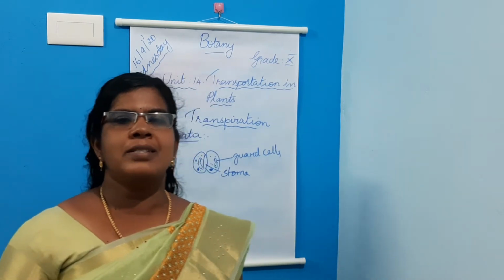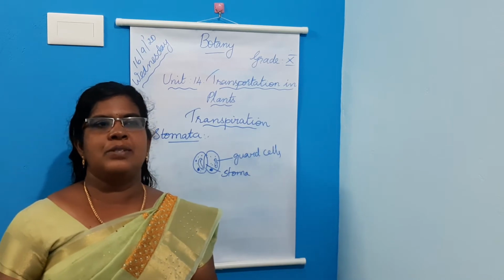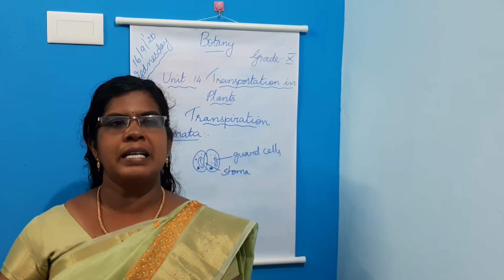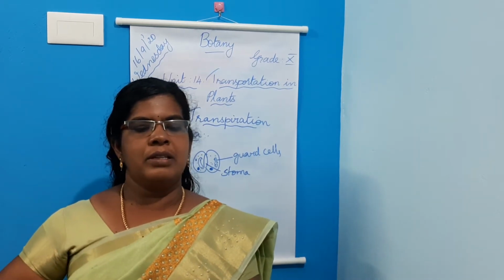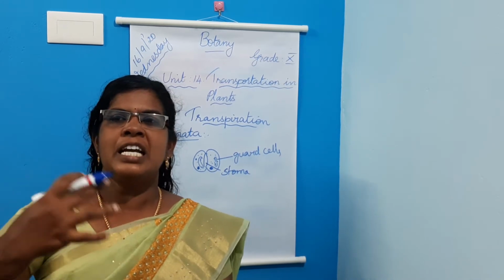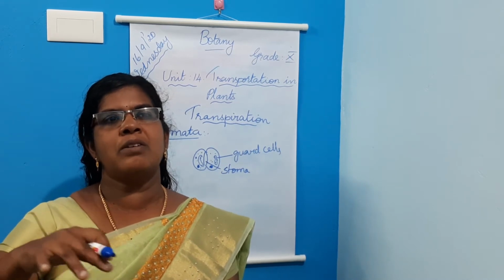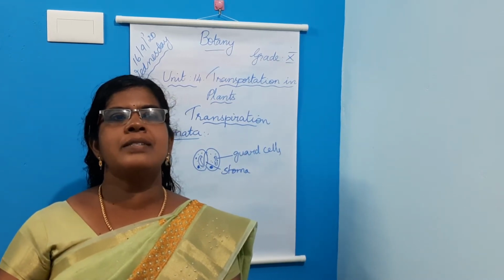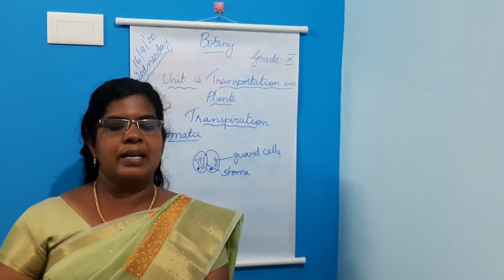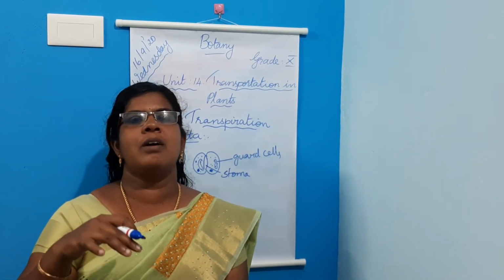You all know what is mesophyll, isn't it? The leaf tissue is called mesophyll. When water evaporates from the mesophyll cells of the leaf, it lowers the water concentration in the mesophyll. As a result, what will happen? Water from the xylem enters into the mesophyll by a process called osmosis.